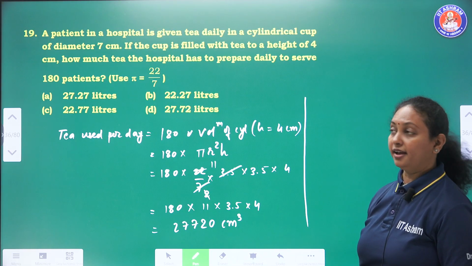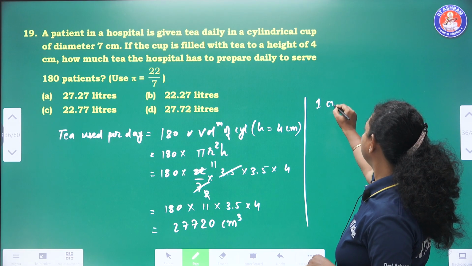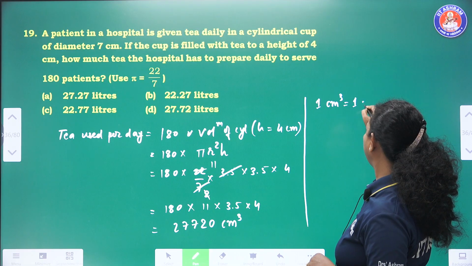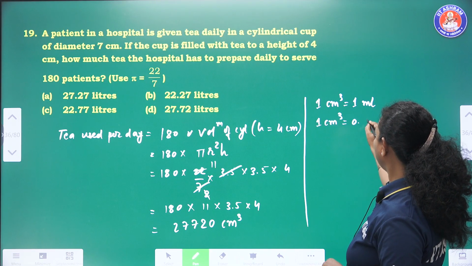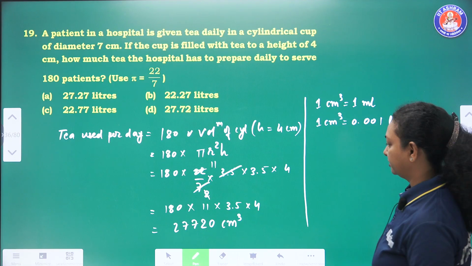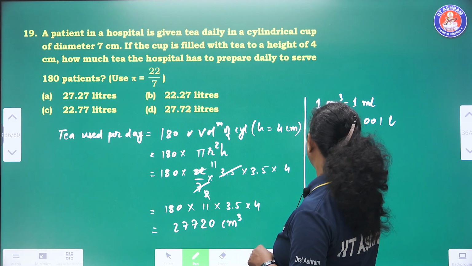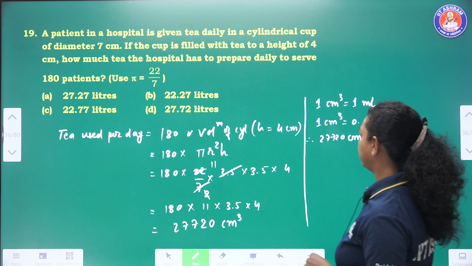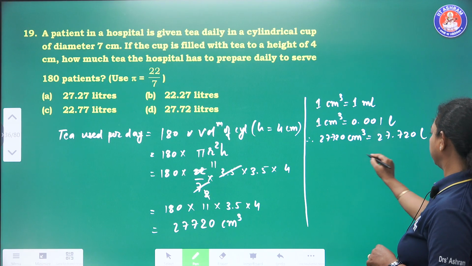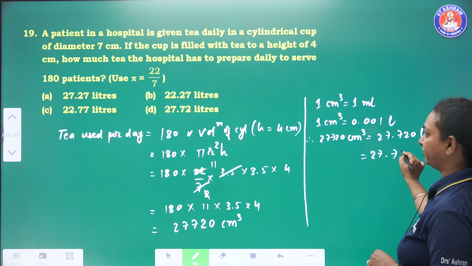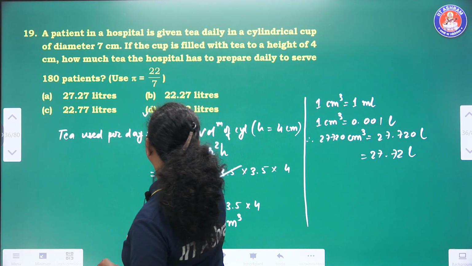Right? But we have to find the answer in liter. So as we know that 1 centimeter cube is equal to 1 ml, means 1 centimeter cube is equal to 0.001 liter. Right? So 27720 centimeter cube is equal to 27.720 liter. It means that 27.72 liter. Right? So which option is correct? Option number D.